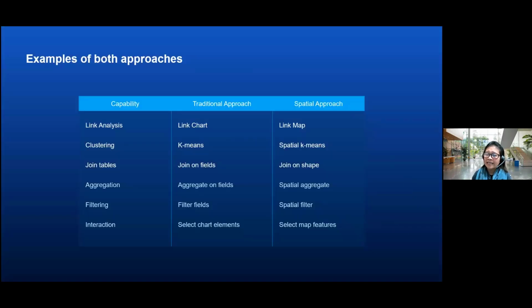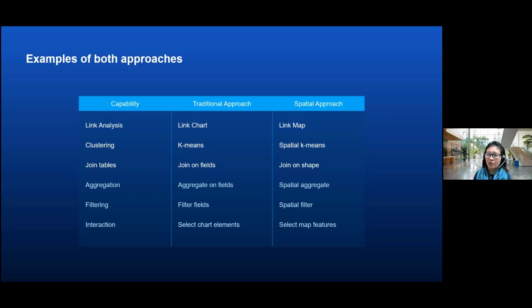Now, the capability of ArcGIS Insights is to combine both approaches. You're probably familiar with the traditional approach with the data, and in here you also use the spatial approach, like the capability of link analysis. You normally link the chart in ArcGIS Insights. You can link the map, join tables.